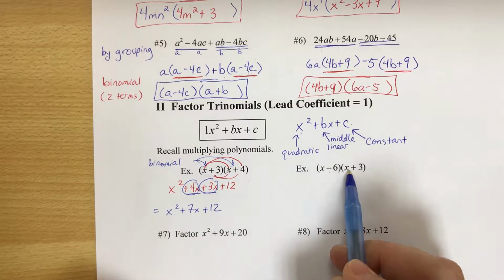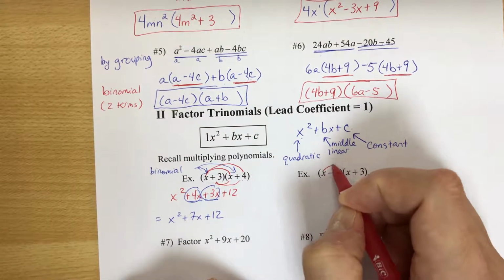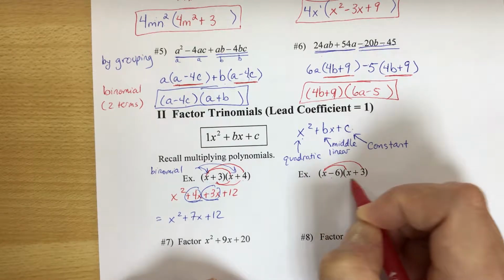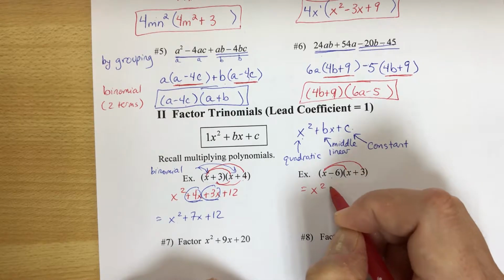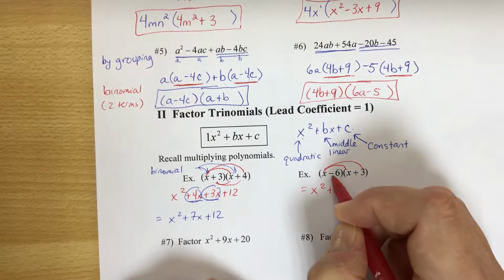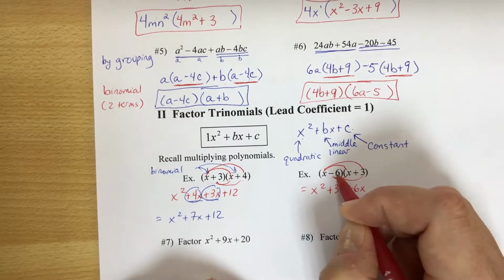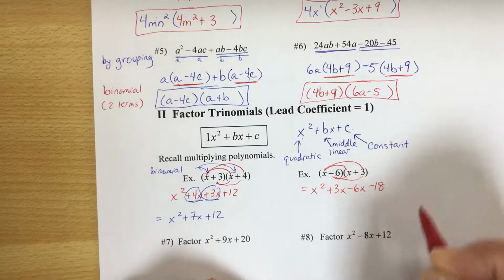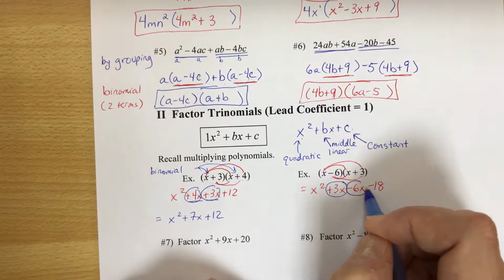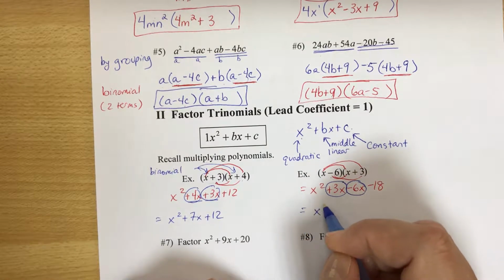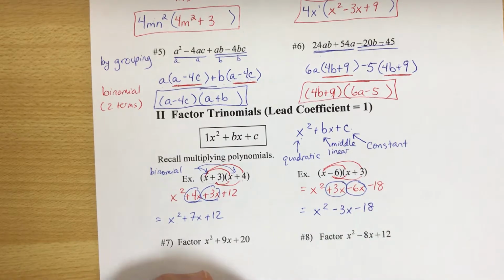If we did x minus 6 times x plus 3, let's go ahead and double distribute again. So this x will distribute to the second pair of parentheses. X times x is x squared. X times 3 is plus 3x. Then we have to distribute minus 6 to both terms here. Minus 6x, minus 6 times 3 is minus 18. Again, we have like terms, positive 3x minus 6x. If we combine them, we get x squared minus 3x minus 18.